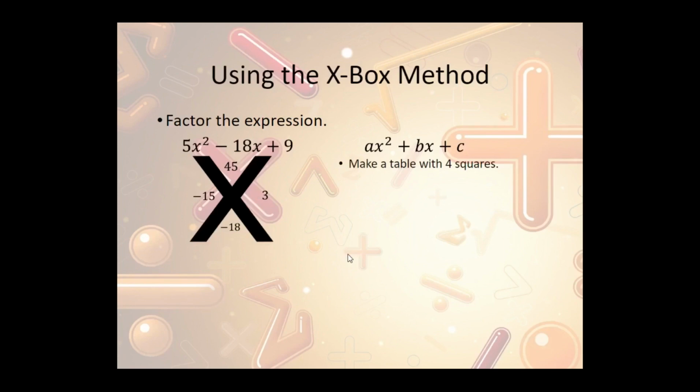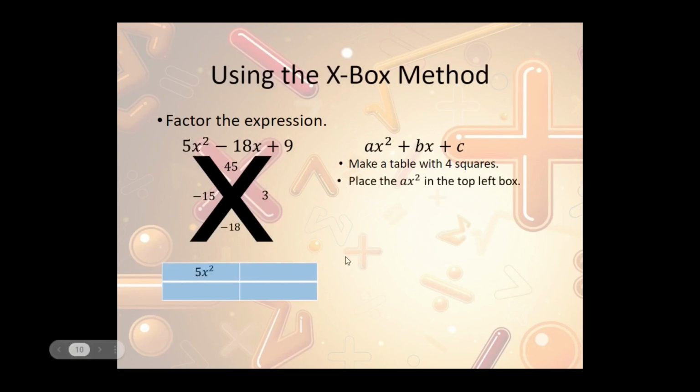Now we're going to do the box part. So we're going to make a table with 4 squares, just like this. And we're going to place ax squared in the top left box. So that's 5x squared. So that goes here in the top left. Then in the bottom right, we're going to put c, which is 9. So that goes there.